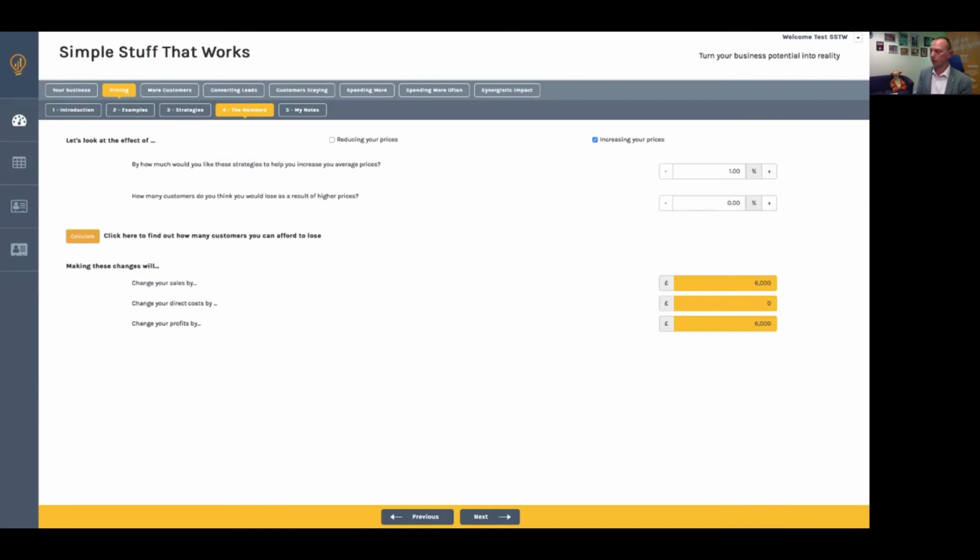You've just increased your price by 1%. That's effectively just earned you a Disneyland holiday, hasn't it? Well, how many do you think you'd lose at 2%? Probably still not really. Okay, so that's £12,000. What if it was 3%? You think you'd start losing customers then?